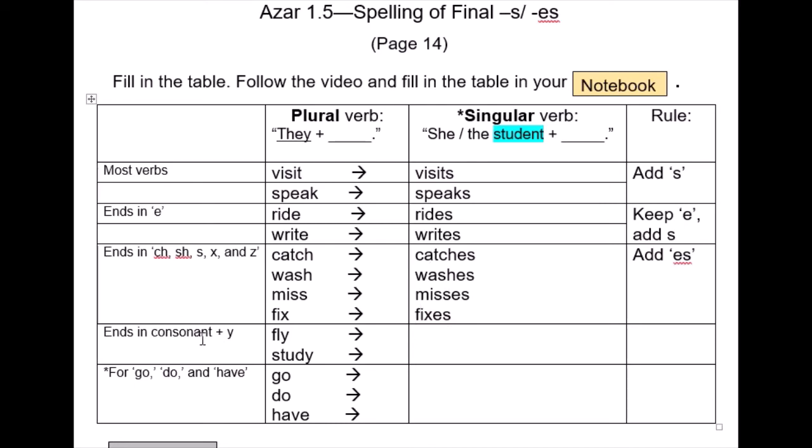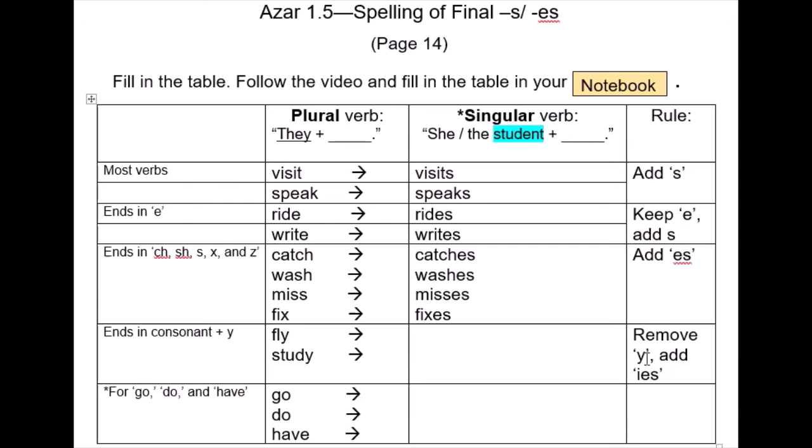Now, if the verb ends in consonant plus Y, like fly, remove Y, add IES. So they fly, and then the singular would be she flies. They study, she studies. See the IES? Easy. So this is pretty easy.